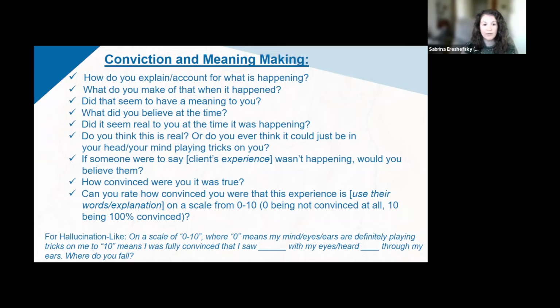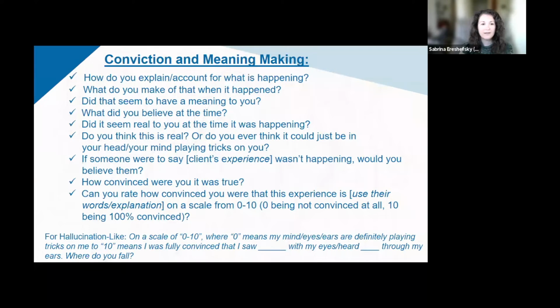So can we get a rating on a scale of 0 to 10? For a hallucination-like symptom, we can ask, on a scale of 0 to 10, where 0 means my ears are definitely playing tricks on me, to 10 means I was fully convinced that I heard the voice through my ears, where do they fall? This can be a really important time point to find out, does this person have any doubt that can be induced into their experience? And this is important for differentiating between our risk state and our threshold psychosis.